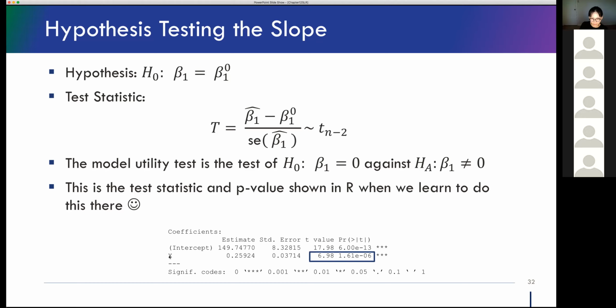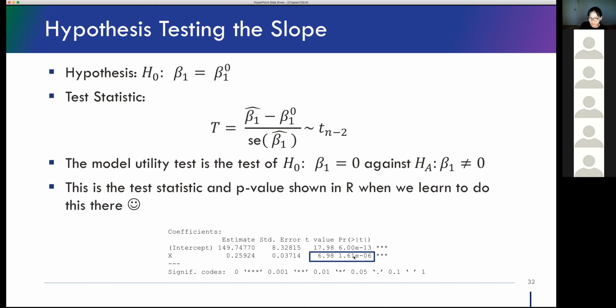The slope corresponding to this x, because it's the slope for this x. And the t-value, so basically these are beta 0 hat, beta 1 hat, and standard error of beta 1 hat, standard error of beta 0 hat. For now, we only focus on this line for the slope estimates.